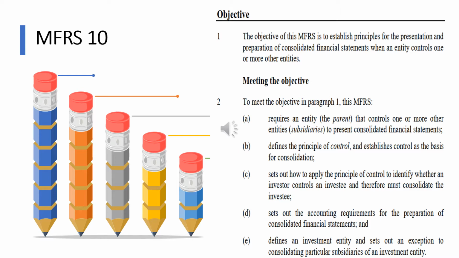B. defines the principles of control and establishes control as the basis for consolidation. C. sets out how to apply the principle of control to identify whether an investor controls an investee and therefore must consolidate the investee. D. sets out the accounting requirements for the preparation of consolidated financial statements, and finally, defines an investment entity and sets out an exception to consolidating particular subsidiaries of an investment entity.